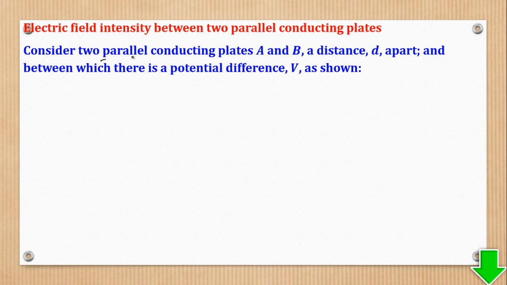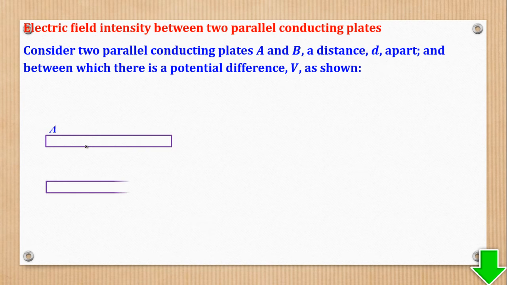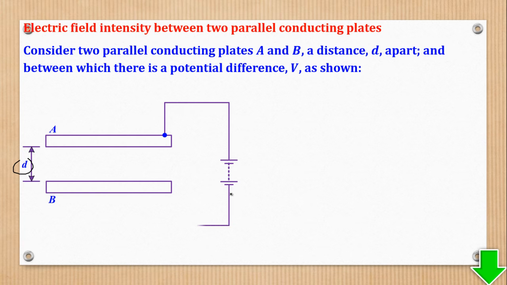So we shall consider two parallel conducting plates A and B at distance d apart, so separated by a distance d, and between which there is a potential difference V. So let's first illustrate that also. So there are two parallel plates A and B separated by a distance d. But they say there is a potential difference, meaning we have to connect it to the battery, where the potential difference is V.